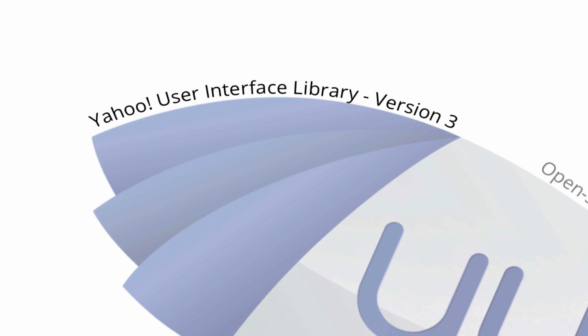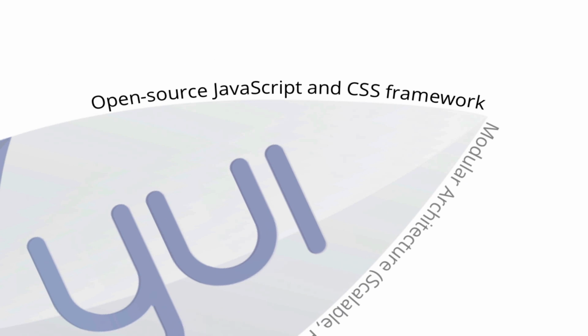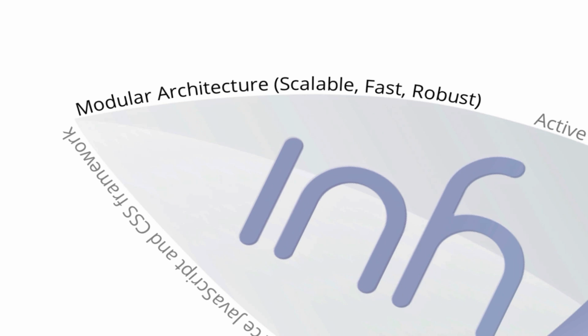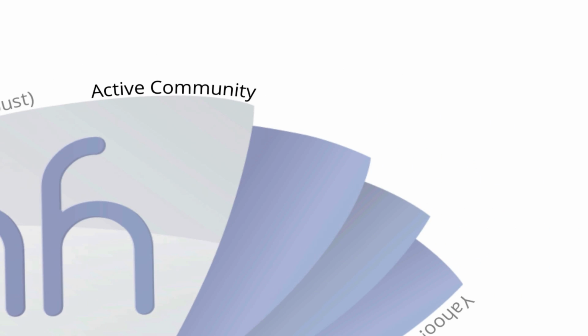YUI is the Yahoo User Interface Library. We're specifically looking at version 3. It's an open source JavaScript and CSS framework. It's got a modular architecture, so it's scalable, fast, robust, all the great things that you want in a JavaScript library. And it's also got a really active community.